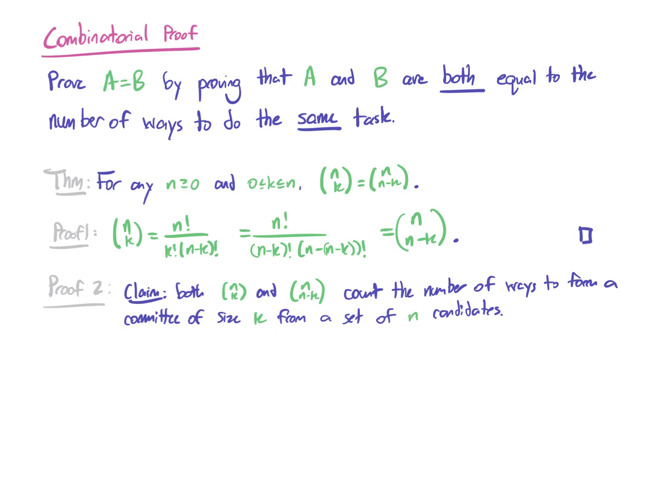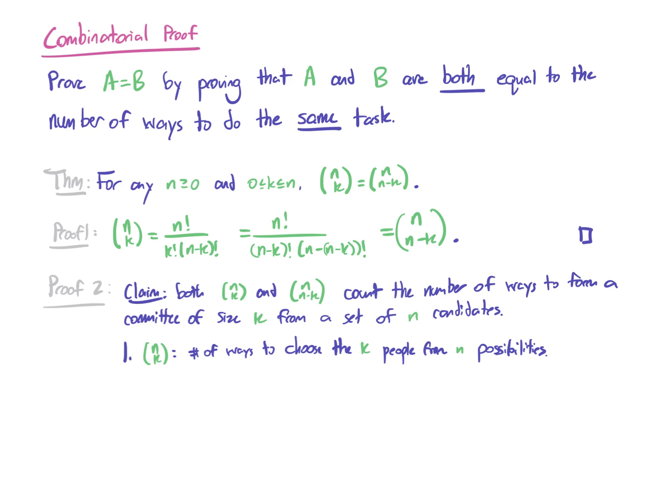Okay, so let's think about this. First of all, let's think about n choose k itself. Well, we know that is actually this number by definition. N choose k is the number of ways to choose the k people from n possibilities. So that's really by definition.